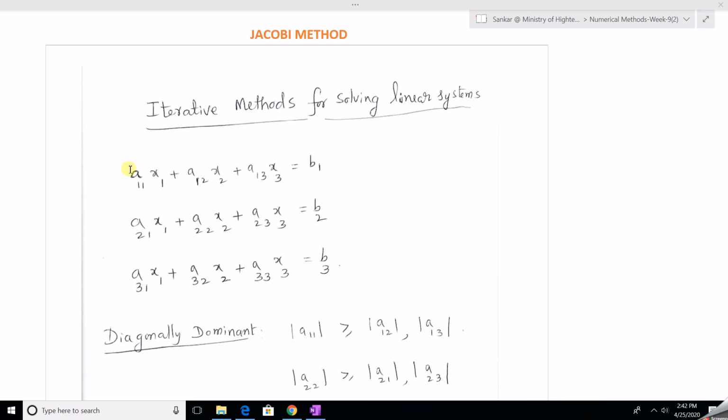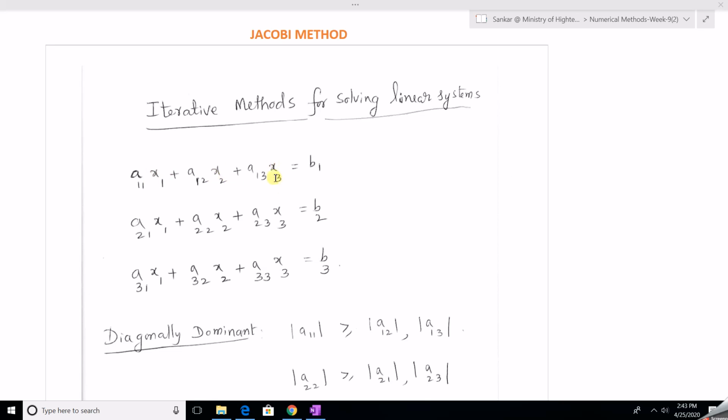Dear students, in this video we are going to learn about the iterative methods for solving linear system of equations. So the method we are going to discuss here is the Jacobi method. In the Jacobi method, let us see this is the system of three equations, and these are linear equations. We call them linear because the power of the variables is 1.